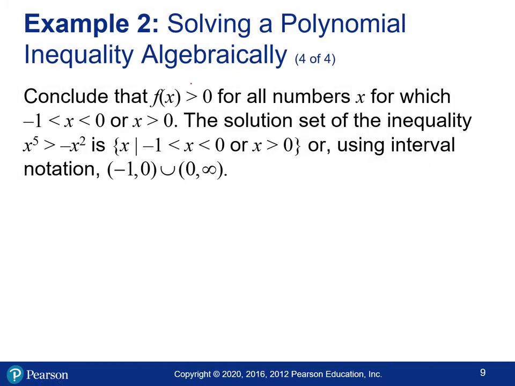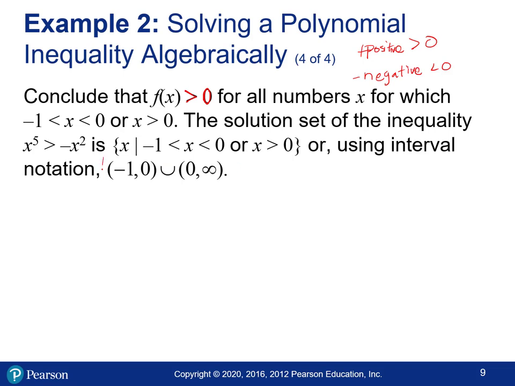The inequality was asking, when is that function greater than 0? Anything positive is greater than 0, and anything negative would be less than 0. So we want all the positive numbers, and based on the table we just made, we figured out that anything between negative 1 and 0 was positive, and also anything bigger than 0 was positive when we plugged them in.